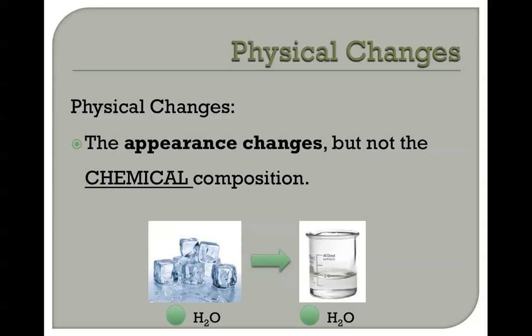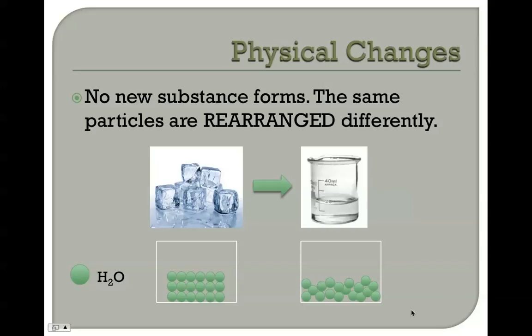Well, physical changes, the appearance changes, but not the actual chemical composition of the material that you're looking at. So when ice melts into liquid water, in both samples we have H2O present. So while the appearance of the water changed, the chemical composition stayed the same. No new substance forms, the same particles are just simply rearranged differently. So in a solid, the particles are in nice, neat, organized rows, and then as it melts, they become more disorganized, moving slightly apart from each other, but also basically in a more irregular state.